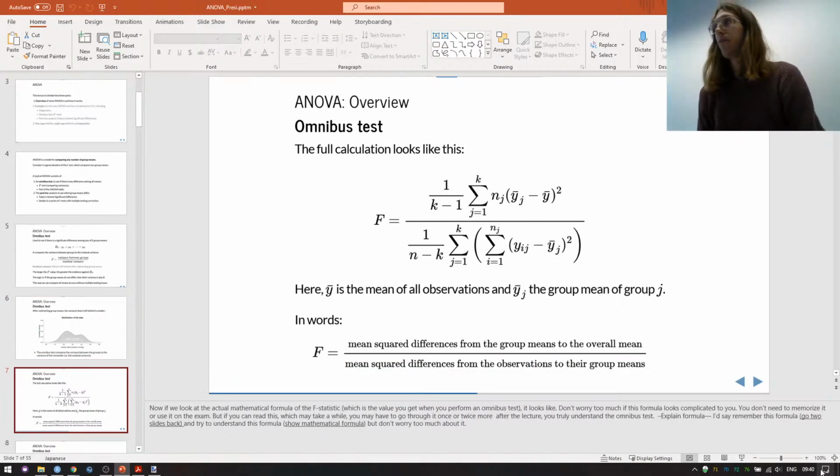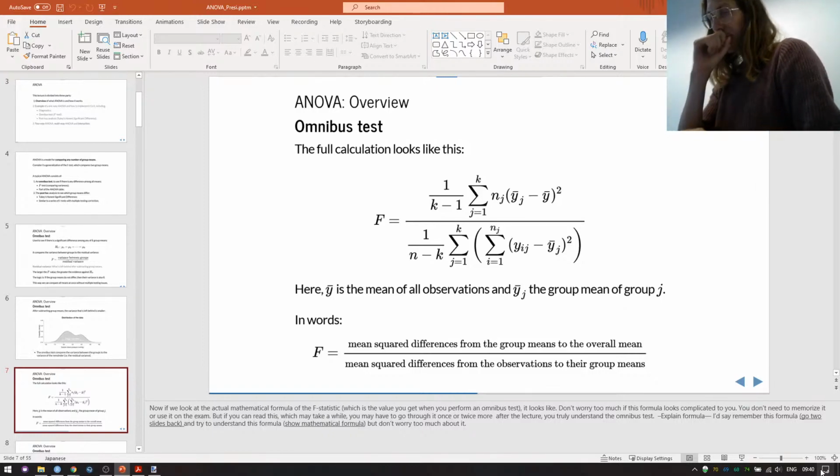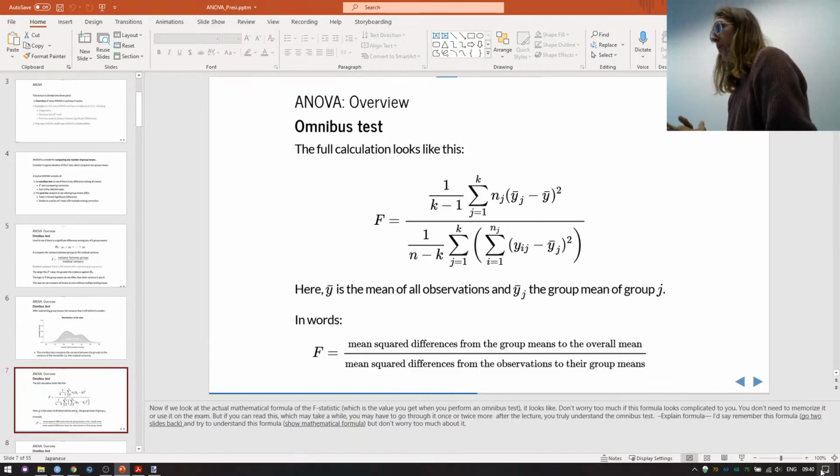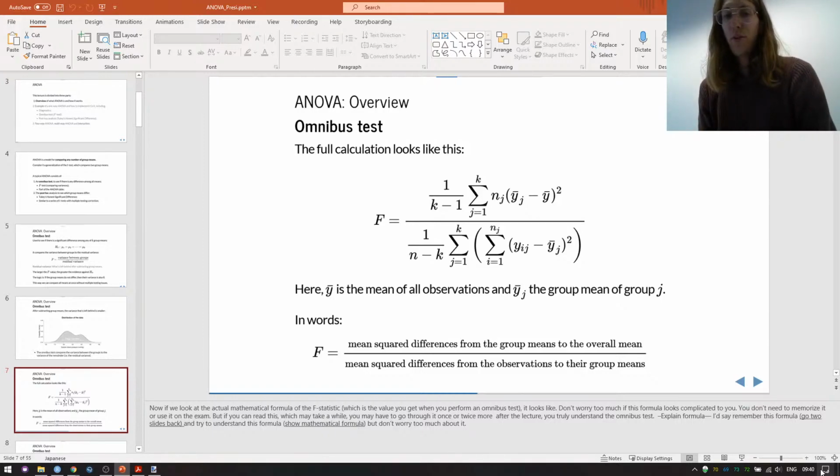Now, the full calculation of the F statistic looks like this, and this may look like a very difficult formula, and don't worry, you don't have to know this by heart, but I do think that if you understand what it's saying here, you're in pretty good shape to understand what the Omnibus test really is all about and how the F statistic works. So I will try to run through all of this.